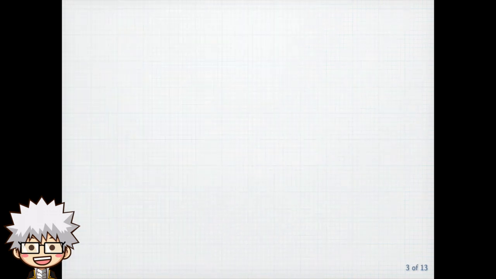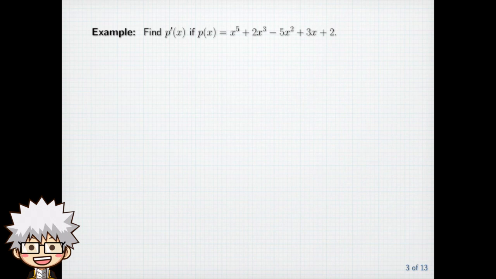Example. Let's find p prime of x if p of x is the polynomial x to the fifth plus 2x cubed minus 5x squared plus 3x plus 2. We'll find p prime by simply taking the derivative of p term by term.